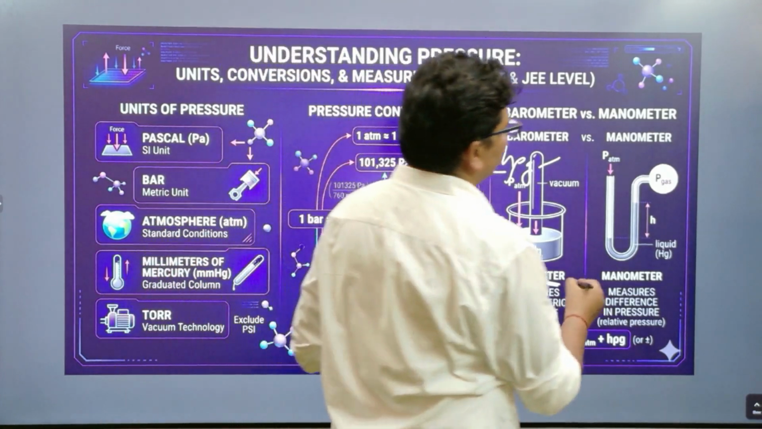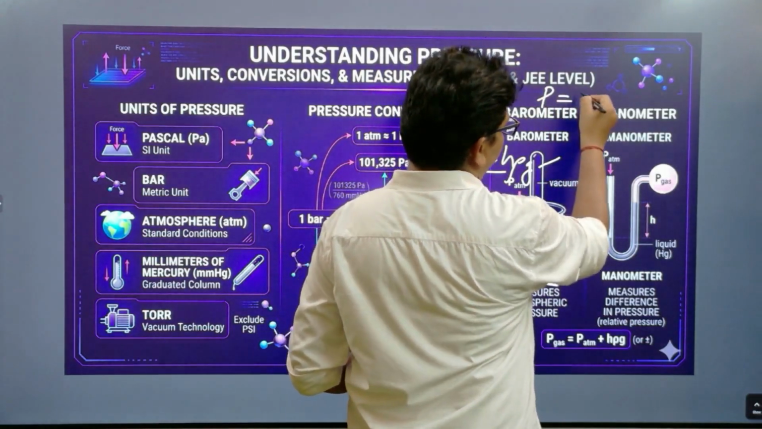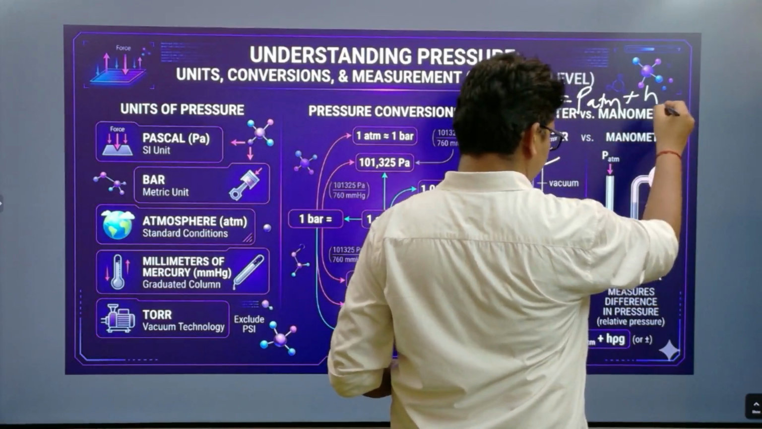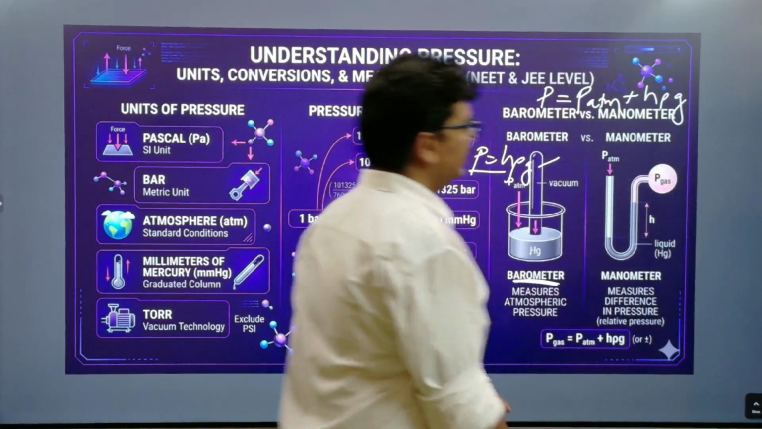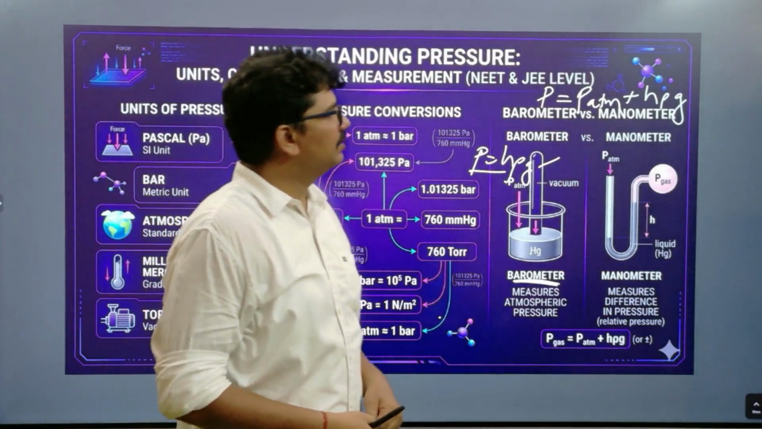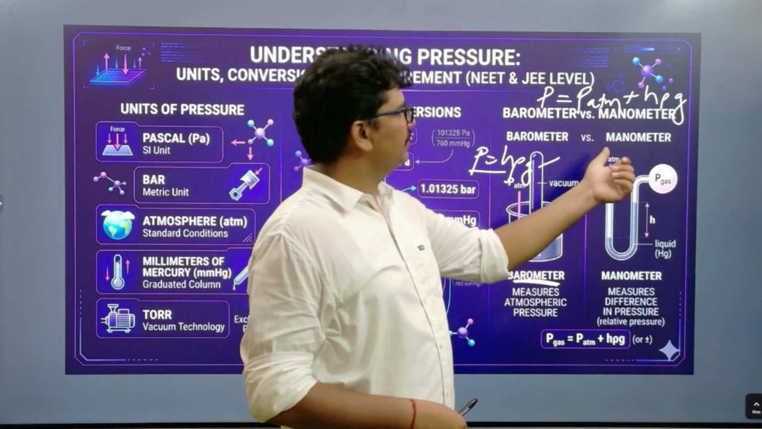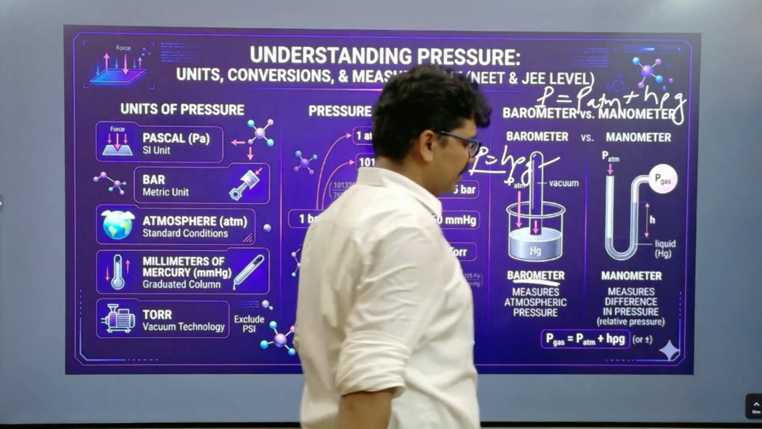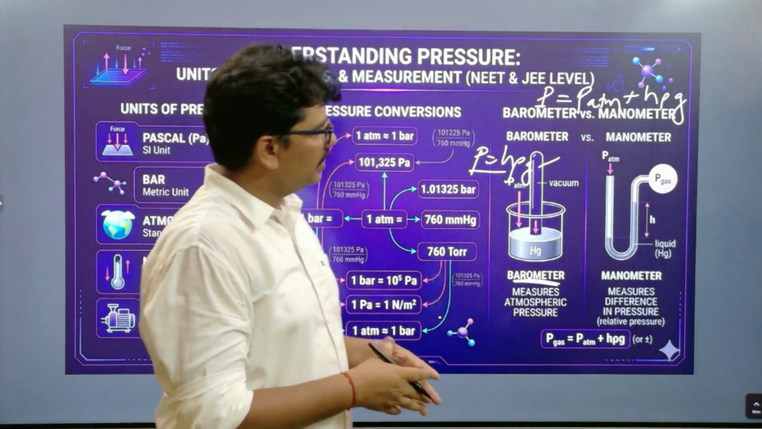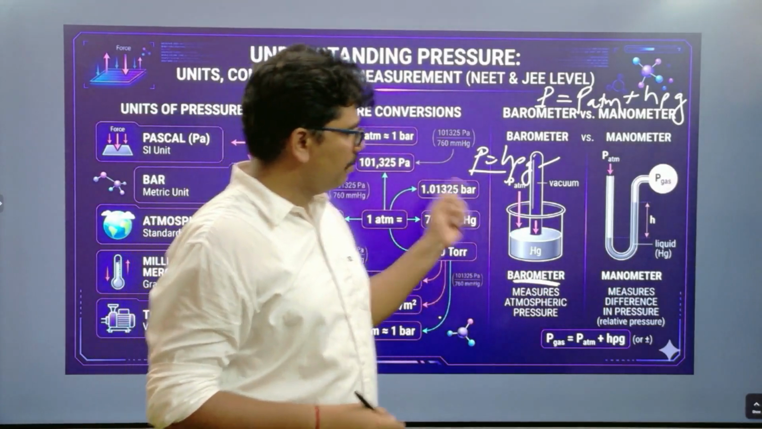So the open end manometer formula: pressure of a gas is equal to atmospheric pressure plus H rho g. This is the open end manometer. Closed end manometer means what we will get? Pressure of the gas is equal to atmospheric pressure minus H rho g, plus or minus H rho g, whatever it is. Specific gas pressure is measured by manometer and atmospheric pressure is measured by barometer.